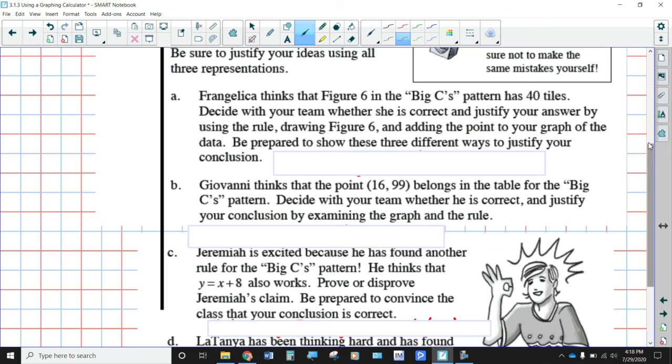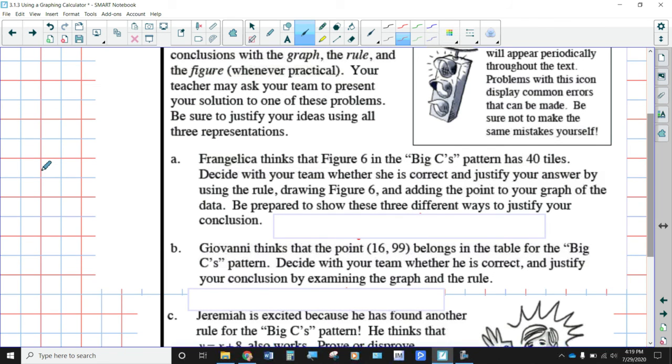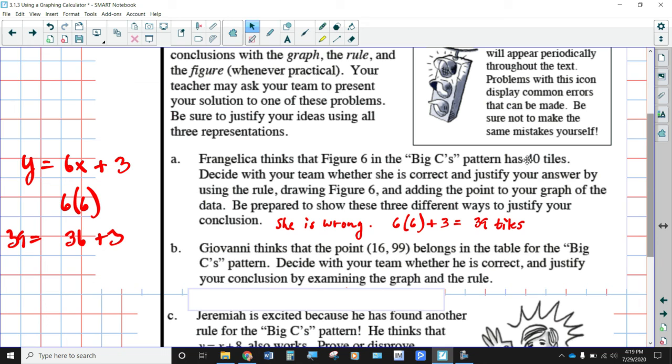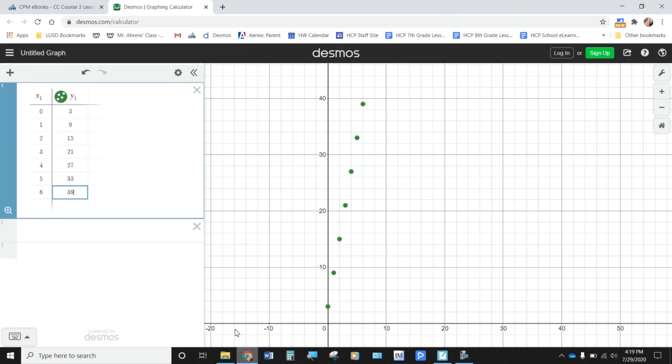Well, let's use the rule to see if we can figure this out. The rule said y should be equal to 6 times x plus 3. So, does figure 6 have 40 tiles? Well, let's see. 6 times 6 is 36. And then you add 3 to that. That's the 3 right there. And that gives us 39. So I would say no, absolutely not. Figure 6 doesn't have 40 tiles. It has 39 tiles.